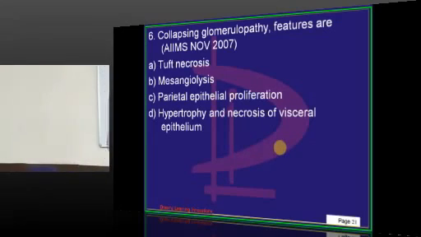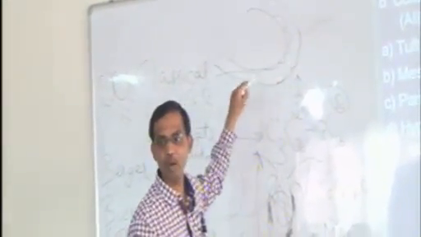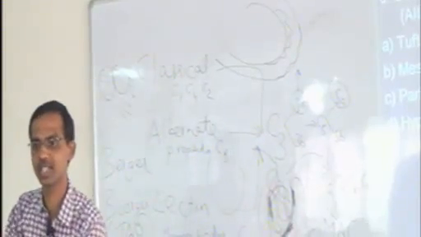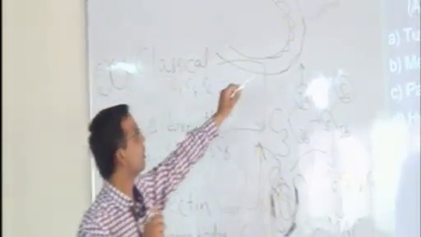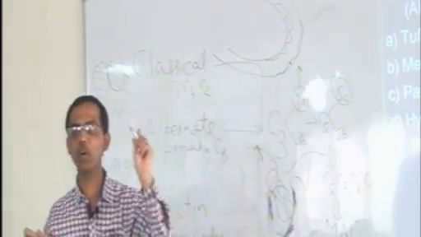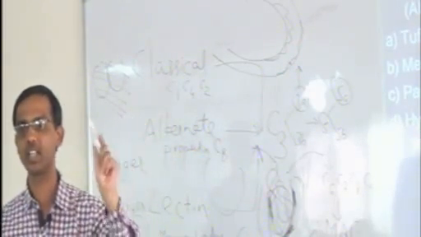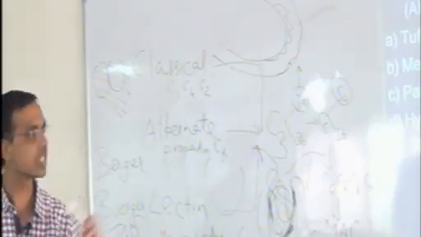This is the Bowman's space. This is the glomerular tuft. This is visceral epithelial, this is parietal epithelial, and in between is the Bowman space. That Bowman space continues as the urinary tubule, right? As the PCT first and then the loop of Henle, all that. So on either side of this Bowman space is visceral and parietal epithelium. Parietal epithelium is involved only in crescentic glomerulonephritis, that is RPGN. In the rest, visceral is involved. So we are left with only option D, which is hypertrophy and necrosis of visceral epithelial cells.